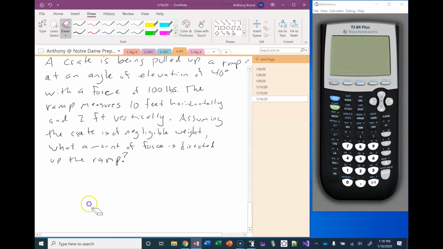Actually, let's not draw it that way. Let's draw this. So here's my ramp, right? The crate on the ramp.